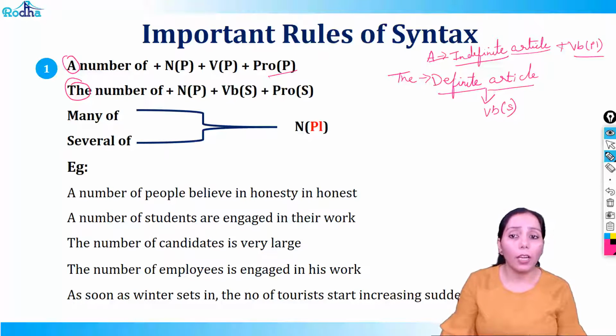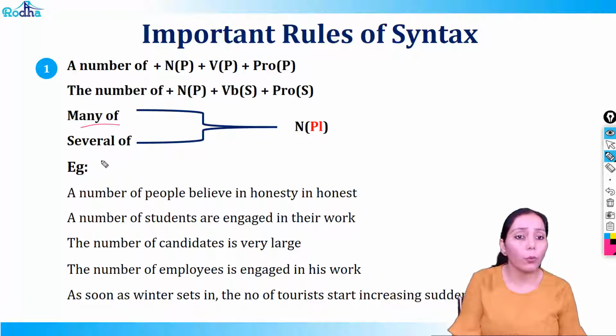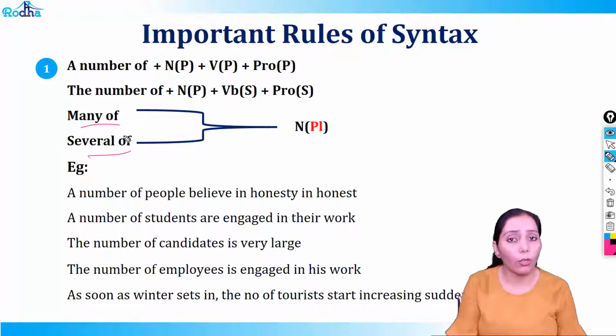And now, if we come to another point, whether it is many of or several of, in all of these we can count: many of the pens, several of the pens. That means with several of and many of, the noun coming after of generally remains plural. So in this case the noun is plural too. So now let's see the examples on this basis.